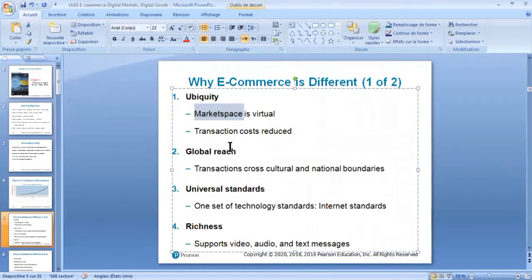So the second characteristic: e-commerce also reduces transaction costs. Okay, what are transaction costs? What is the definition of transaction costs?